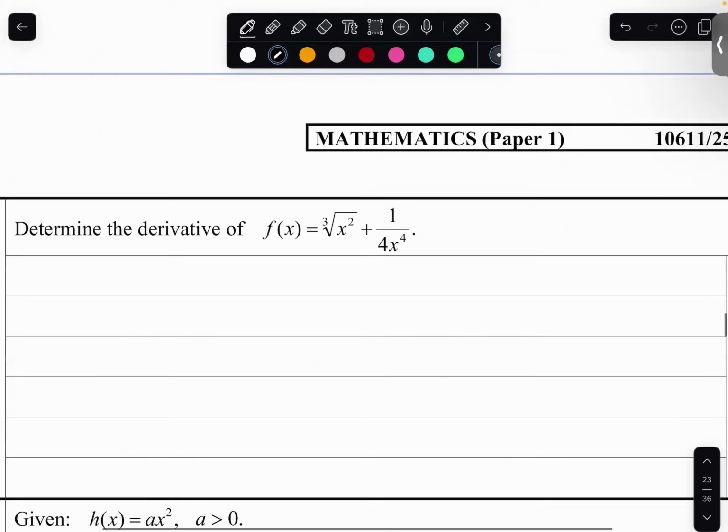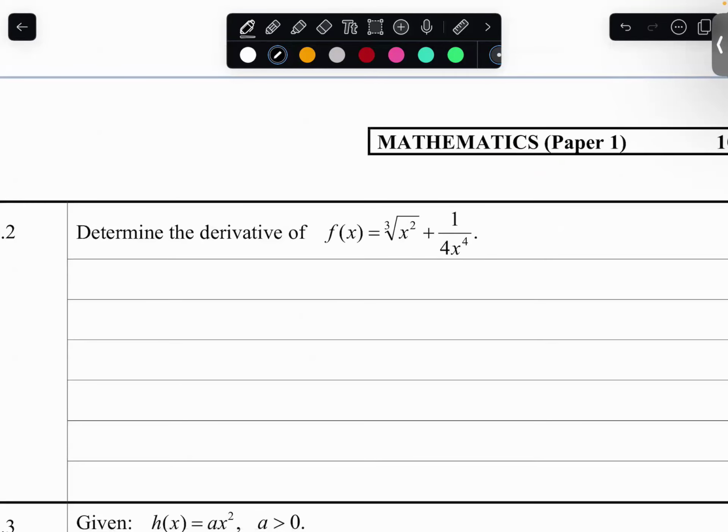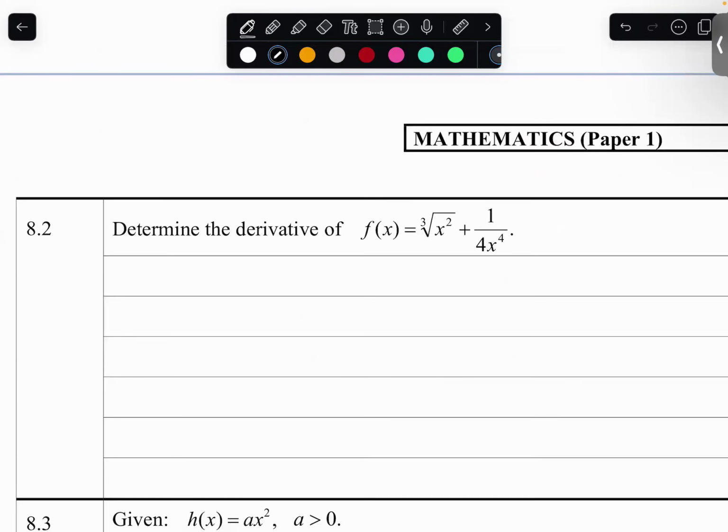Okay, moving on. Determine the derivative of f of x is equal to the cube root of x squared plus 1 over 4x to the power 4. First, you need to make sure that the variable you're differentiating is not under a surd and not in the denominator, all of the rules of before finding the derivative. So before we do anything, I'm going to take this out of surd form. It's x to the 2 over 3, inside over outside, plus 1 over 4. Leave the 4 alone. It's got nothing to do with the x. Don't touch the 4.